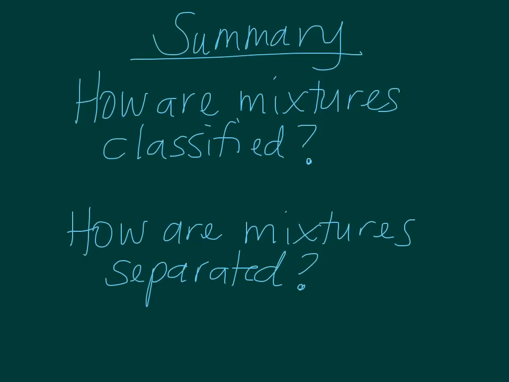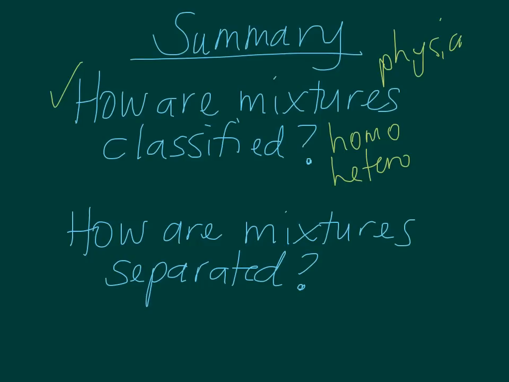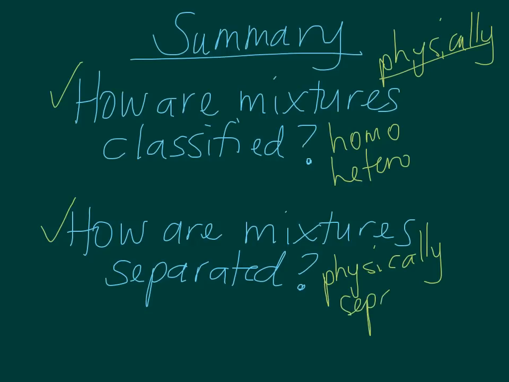Okay, so just to summarize the video, we talked about how mixtures are classified. So recall that there are two types: homogeneous and heterogeneous mixtures. All mixtures are physically combined. It's just how they look that classifies them. And the last thing we discussed was how mixtures are separated. We talked about 6 different methods, but all 6 of those methods are all about how you can physically separate mixtures by different ways.